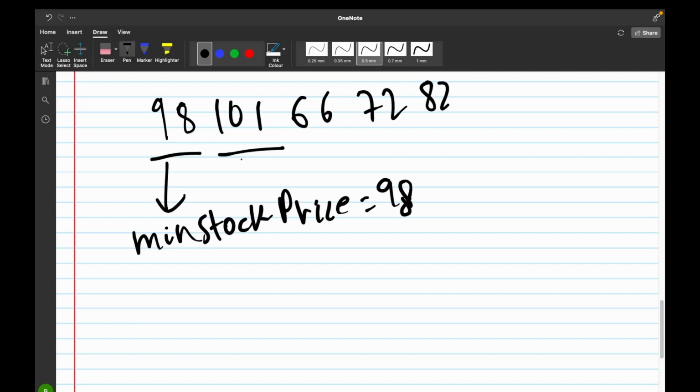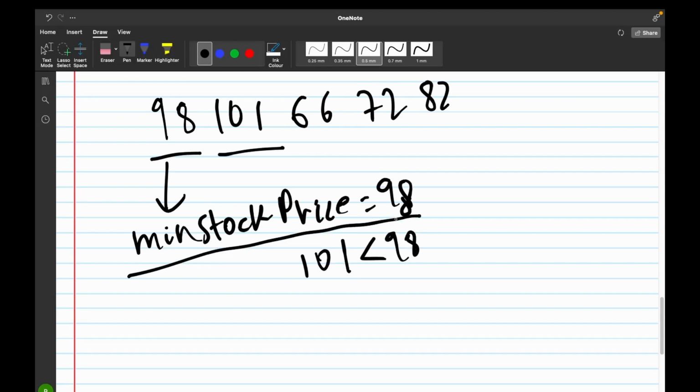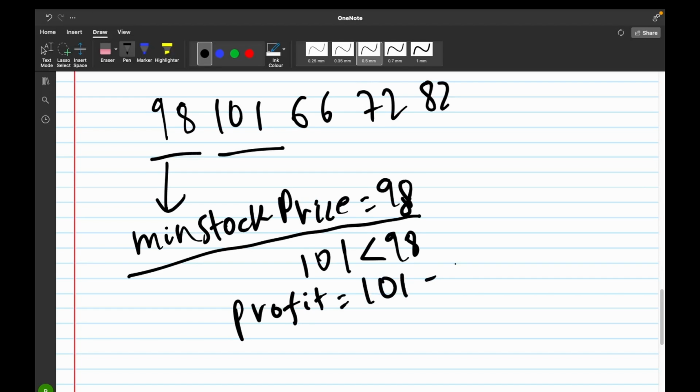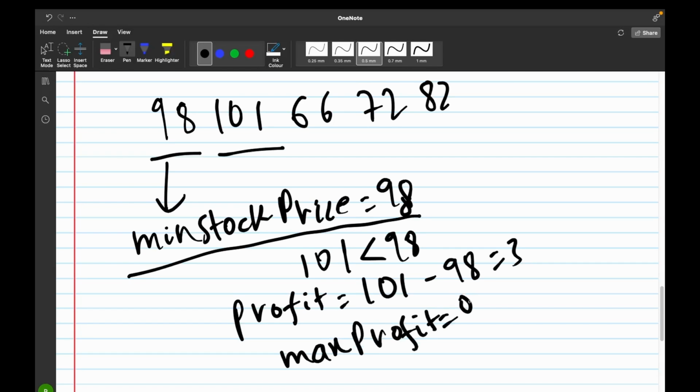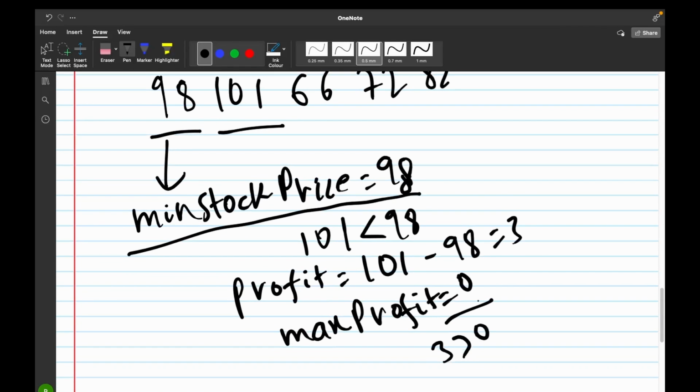Now you would go to the next day and compare its price with the minimum stock price, to see if it is lesser than the minimum stock price or not. 101 is not lesser than 98, so minimum stock price would remain 98 only, and we would store the difference between 101 and the minimum stock price in profit, and that is equal to 3. We would compare it with max profit. Max profit is currently 0, so comparing it with max profit gives max profit the value of 3, because 3 is greater than 0, so it becomes 3.